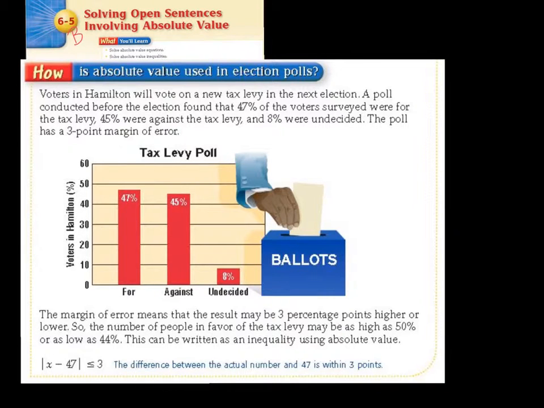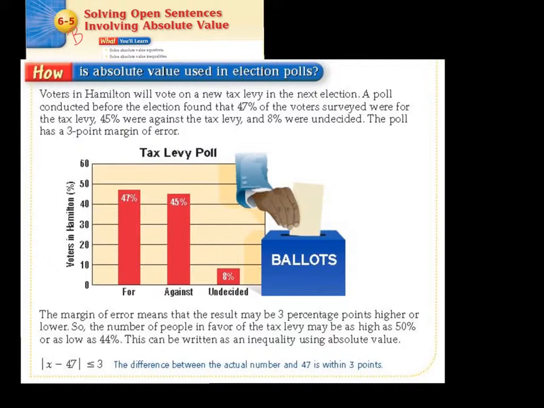Voters in Hamilton will vote on a new tax levy in the next election. A poll conducted before the election found that 47% of voters surveyed were for the tax levy, 45% were against the levy, and 8% were undecided. The poll has a 3-point margin of error. The margin of error means that the result may be 3 percentage points higher or lower.